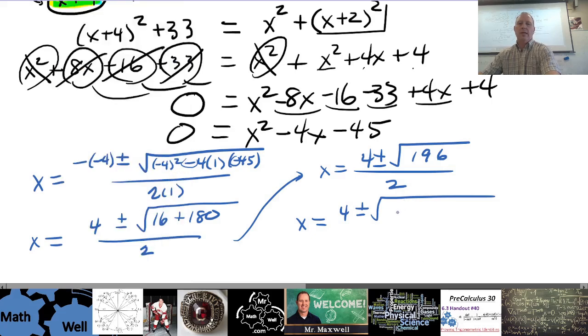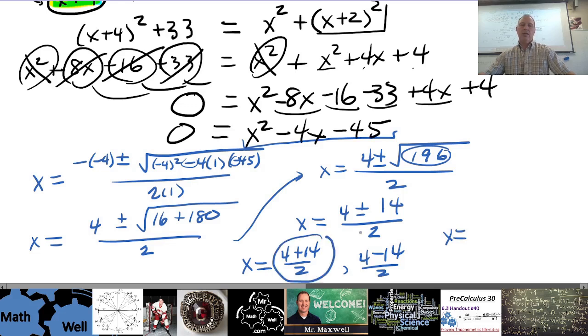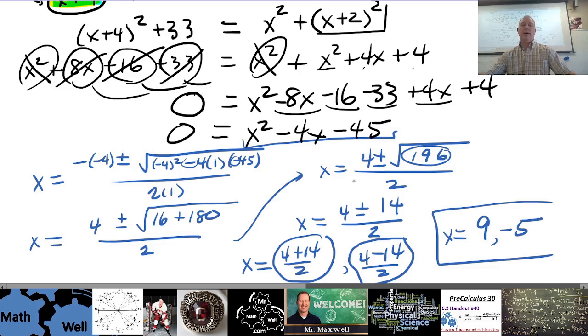So this is going to be, I don't need to write that square root. This is going to be 14. And see, because that's a perfect square right here, I know I can probably factor this fairly easily. Remember that? And so you're going to see how I'm going to have 4 plus 14 over 2, and I'm going to have 4 minus 14 over 2. So x is going to be equal to 18 over 2, which is 9, and negative 10 over 2, which is negative 5. Okay, those are my solutions.